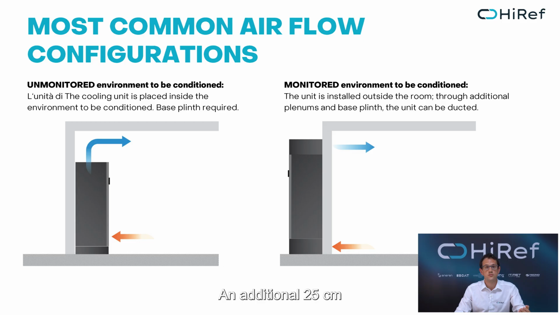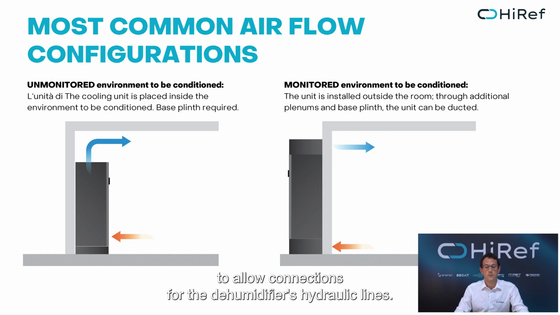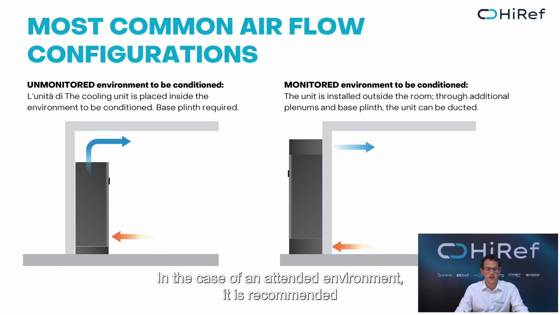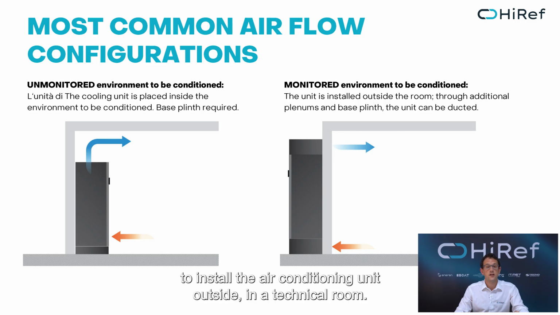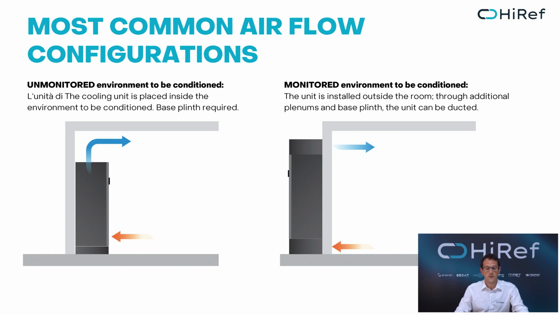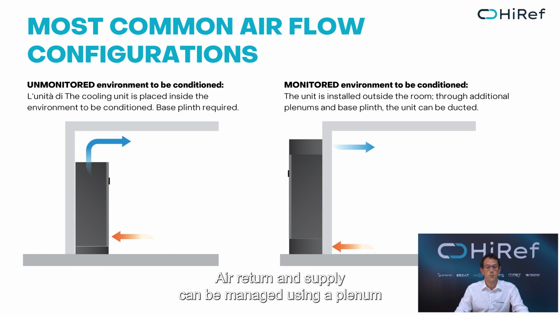An additional 25 cm base is required in the absence of a raised floor to allow connection for the dehumidifier hydraulic lines. In the case of an attended environment, it is recommended to install the air conditioning unit outside in a technical room. Air return and supply can be managed using a plenum and a 50 cm high base.